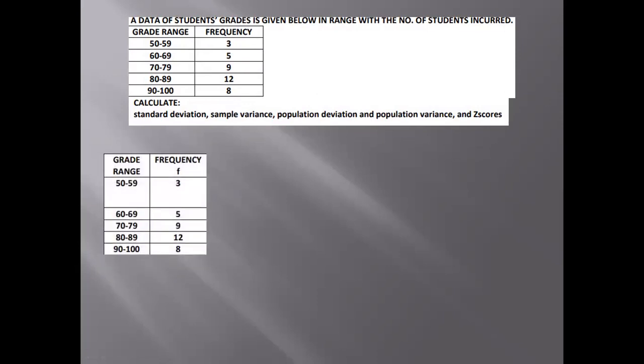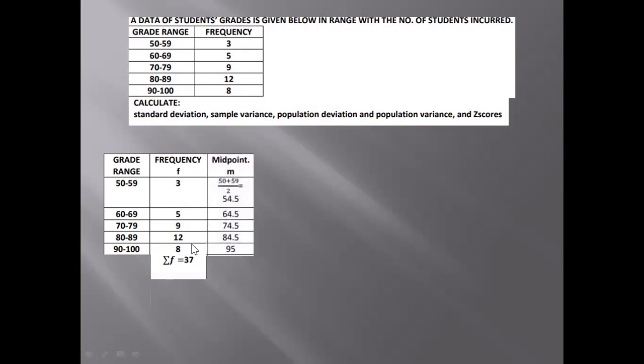For the grade range, you're going to position the data for the range at the leftmost part of the column, followed by the frequency. The next step is to sum all the values of the frequency per range. So 3 plus 5 plus 9 plus 12 plus 8 gives us 37.